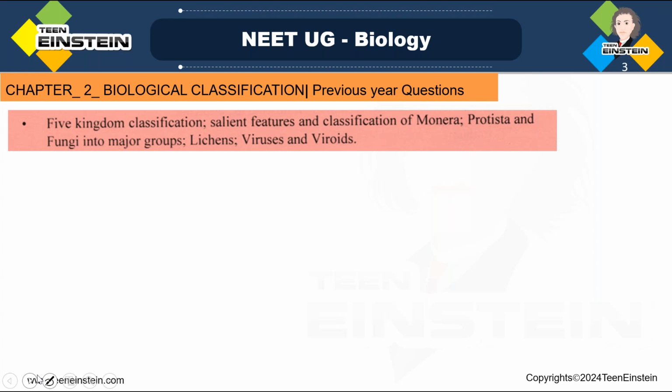Among these five kingdoms we are learning about protista, fungi, monera, all these main kingdoms in this chapter. The other two kingdoms, plant kingdom and animal kingdom, we are learning in a different chapter. Then about lichens, viruses and viroids also we are learning in this chapter.